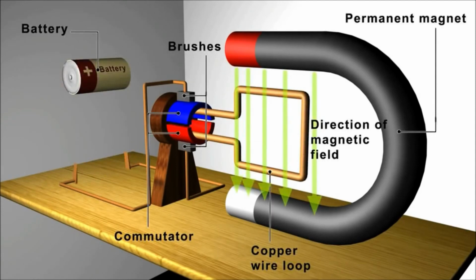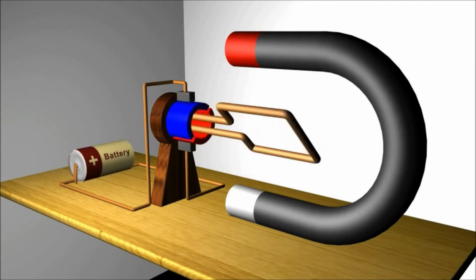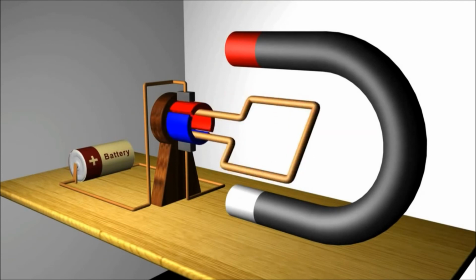Now, when we pass current through the circuit, this creates a magnetic field around the wire, which interacts with the field of the permanent magnet to produce a rotation of the loop that looks like this.